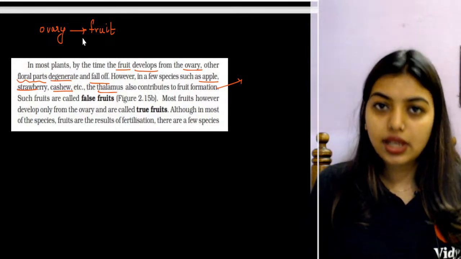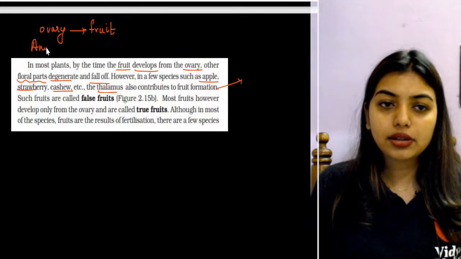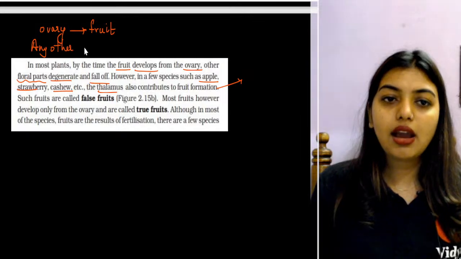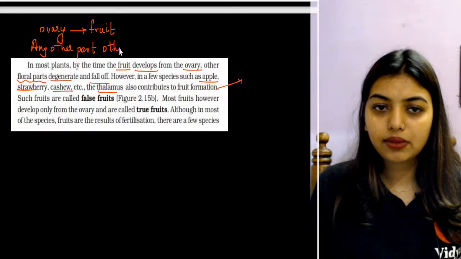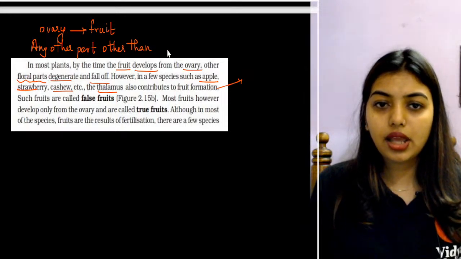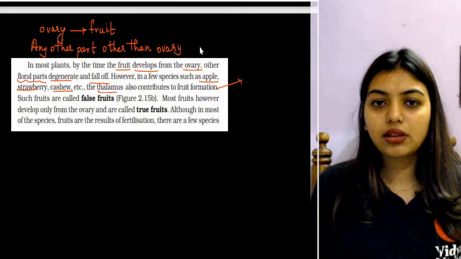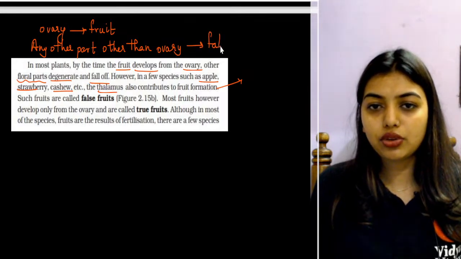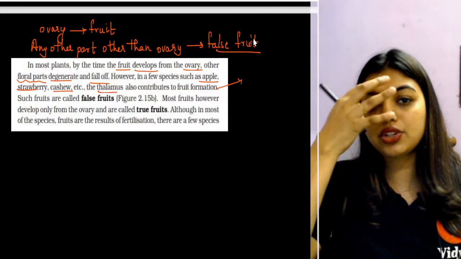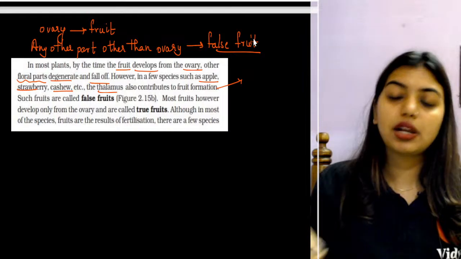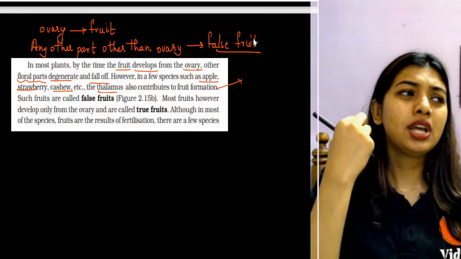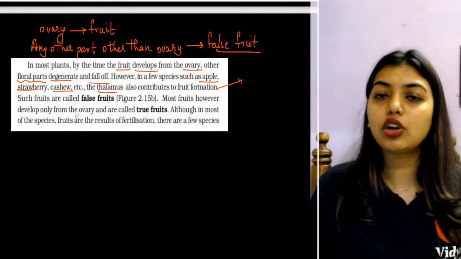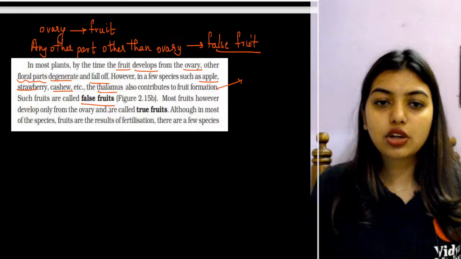Anything other than the ovary, any other part other than the ovary, will be forming a fruit, then it will be called a false fruit. Understood? So if the thalamus, or the receptacle, is becoming the fruit, or something else is becoming the fruit, then this will not be called a true fruit. Such fruits are called false fruits.